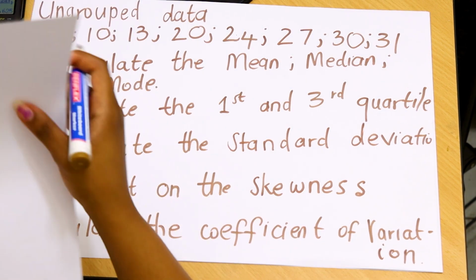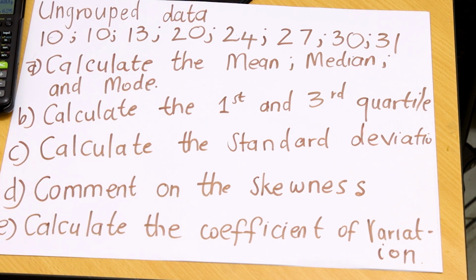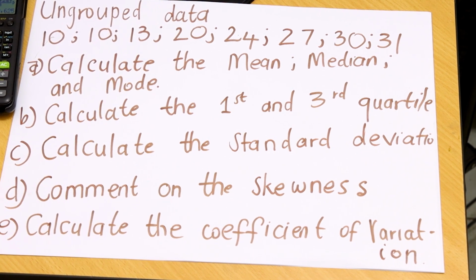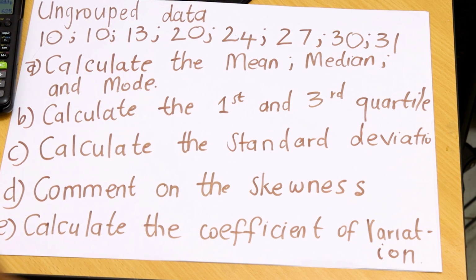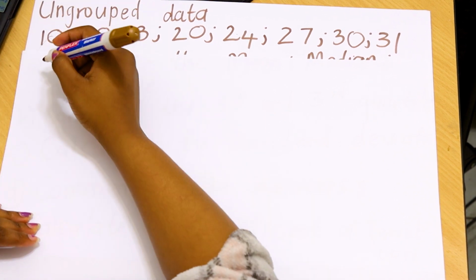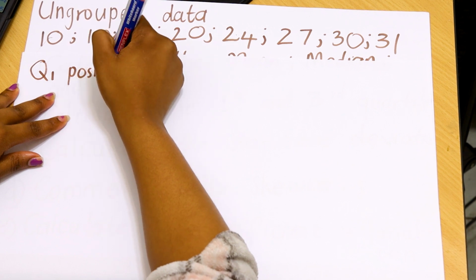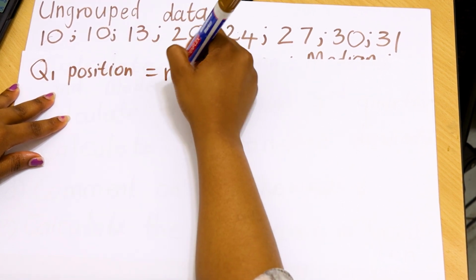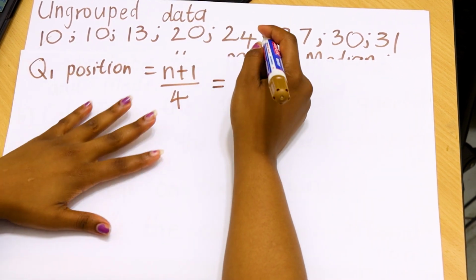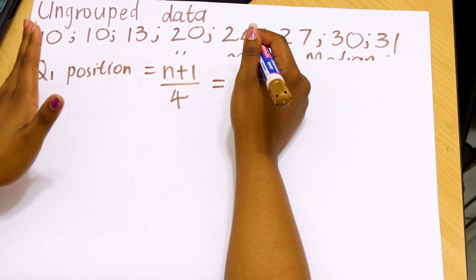Okay. The next question wants you to calculate the first and the third quartile. So in the case of the quartiles, the first thing you have to do is find the position. So let's start with Q1. The Q1 position, remember, is given by n plus 1 over 4. The position for ungrouped data for Q1 is always given by n plus 1 over 4.